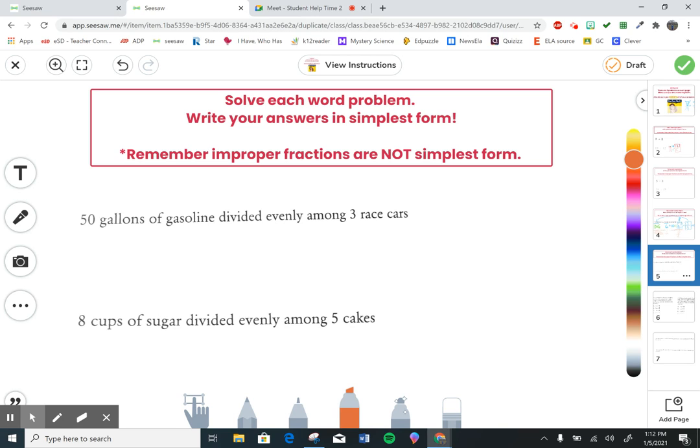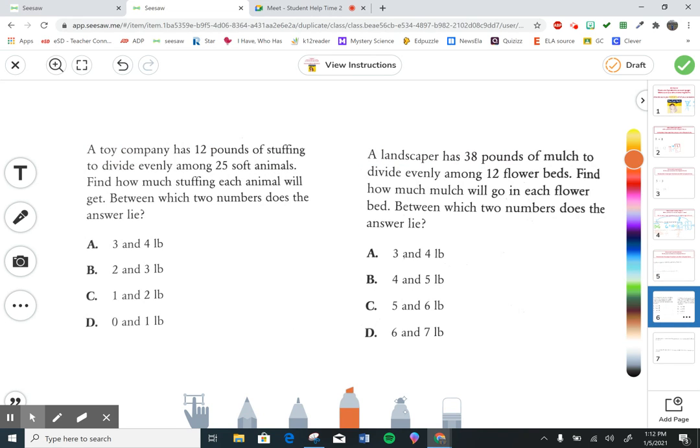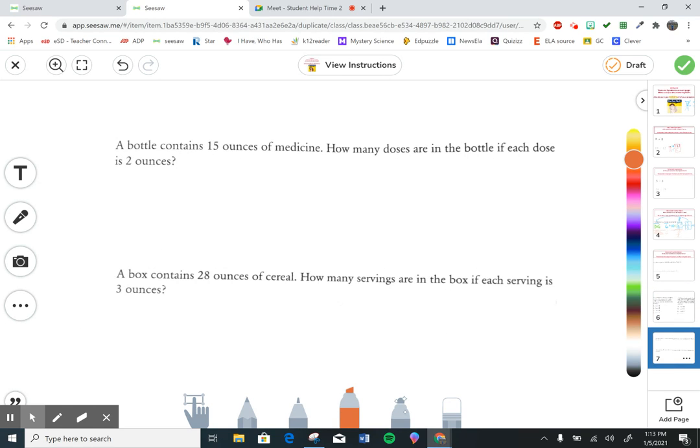Lastly, we aren't dividing any people, so I'm not afraid you're going to divide people, but still make sure you're following how we divided on page 4. Page 6 has multiple choice, and it's going to ask you to tell me between what two whole numbers. Between what two whole numbers. And the last page, we're talking about doses or serving size, how much you should have.